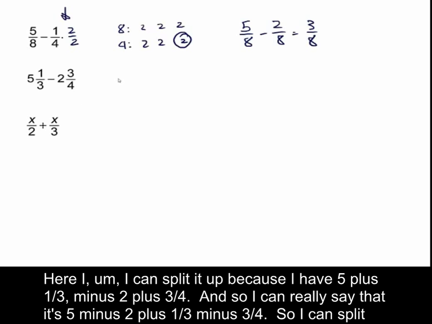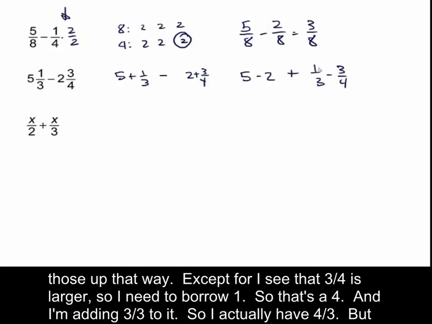Here I can split it up because I have 5 plus 1/3 minus 2 plus 3/4. And so I can really say that it's 5 minus 2 plus 1/3 minus 3/4. So I can split those up that way. Except I see that 3/4 is larger, so I need to borrow one. So that's a 4, and I'm adding 3/3 to it, so I actually have 4/3.